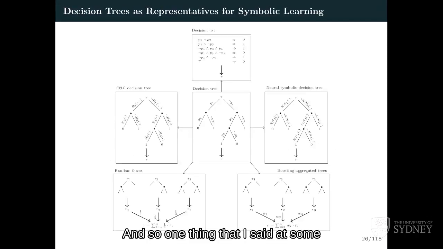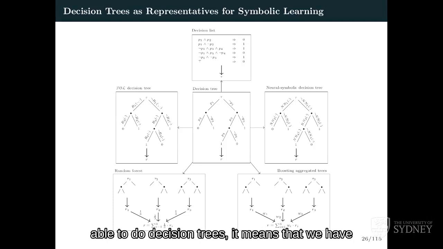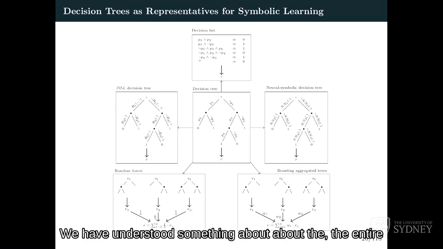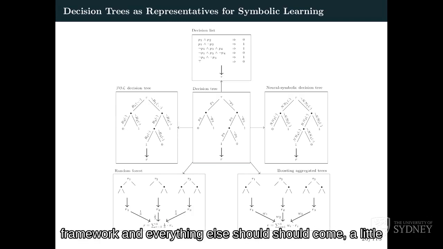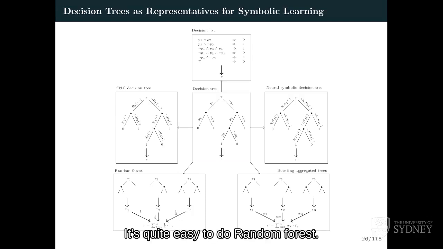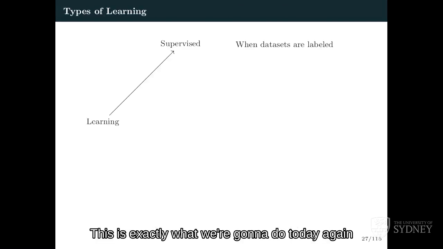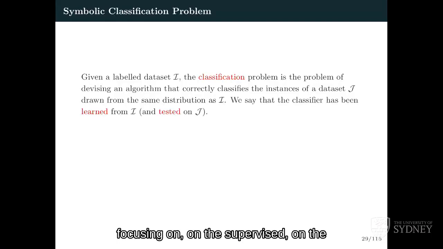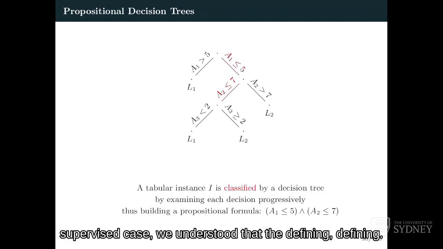So one thing that I said at some point is that if we are able to do decision trees, it means that we have learned something, we have understood something about the entire framework, and therefore everything else should come a little easier. It's quite easy to do random forest. It's quite easy to interpret the formulas. It's quite easy to do everything that is around. This is exactly what we're going to do today, again, focusing on the supervised case.